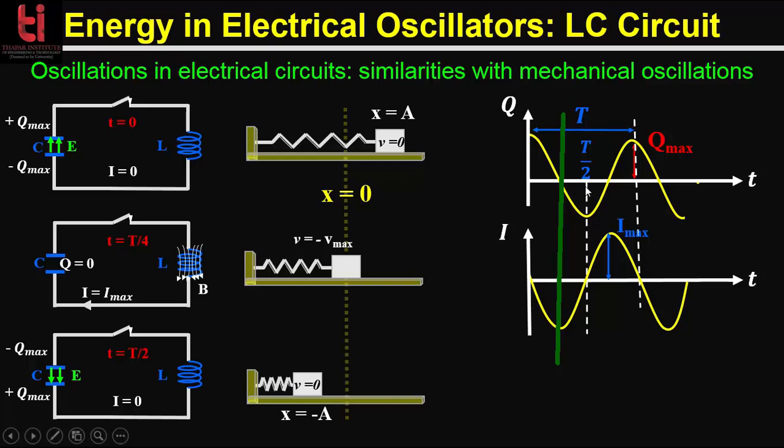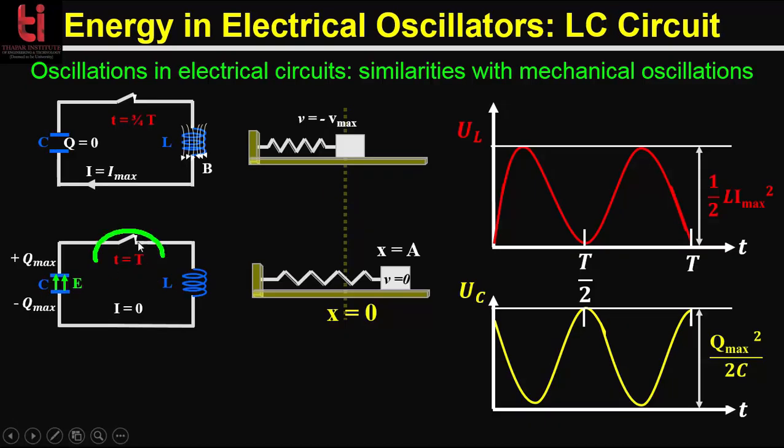Again at t is equal to T by 2, that is after a half of the cycle, charge on the capacitor will be maximum but with opposite polarity, and the current in the circuit will be 0 again. So we can say that the total energy is constant, so half L I maximum square is equal to Q maximum square by 2C. So this is the energy contribution from the inductor and this is the energy contribution from the capacitor.